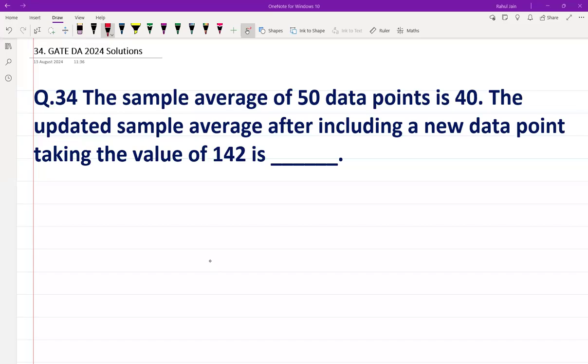The following question was asked in GATE DA 2024 for 1 mark, and the nature of the problem was numerical answer type. The question is: the sample average of 50 data points is 40. The updated sample average after including a new data point taking the value of 142 is what?